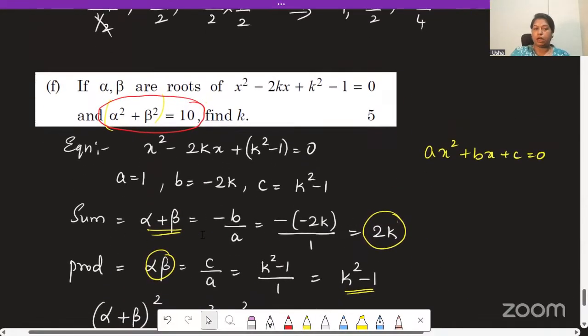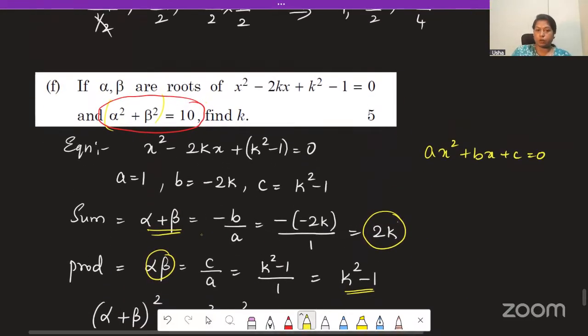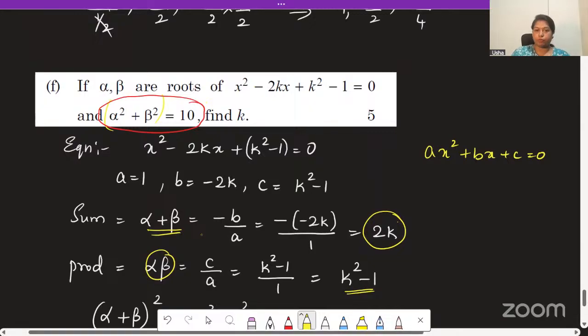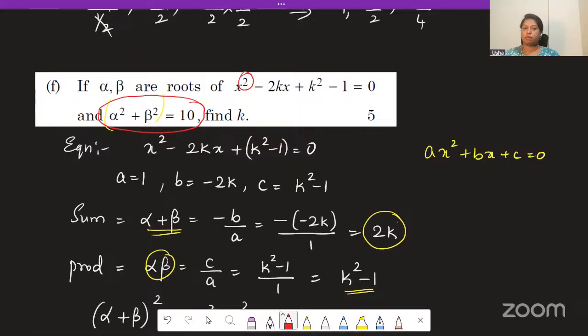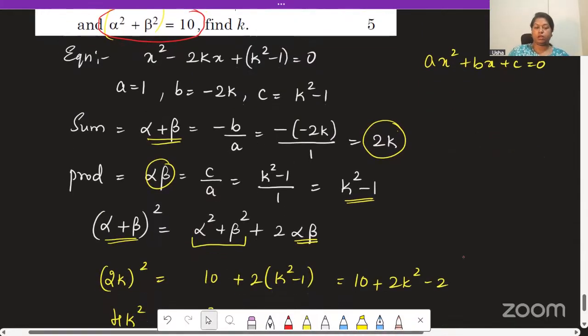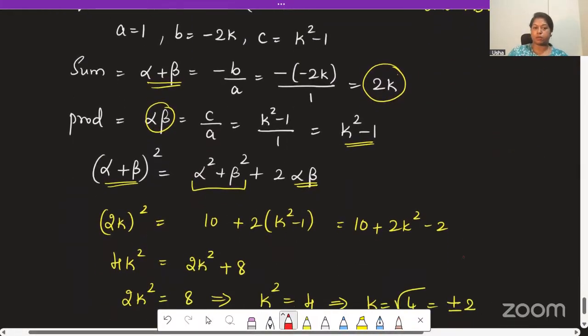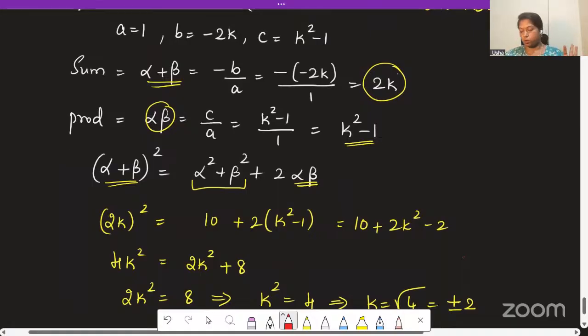Understood, everybody? Under quadratic equations, the highest power is 2. All the problems you get are based on sum and product only. Either you use sum and product with the a plus b whole square formula and substitute whatever you know, or they will give you roots.